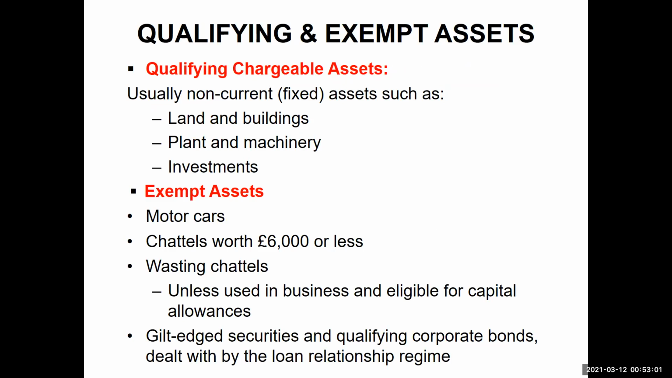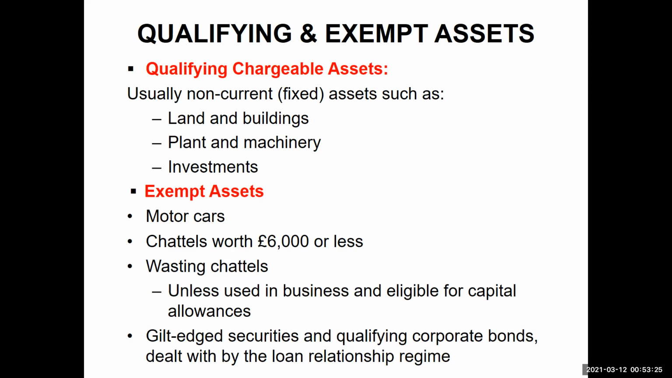Now, qualifying and exempt assets: which items qualify, which ones do not qualify? Typically, the qualifying assets are usually non-current assets, which we all understand from our financial accounting module. And they usually comprise land and buildings, any item of property, plant and equipment, and then investments.